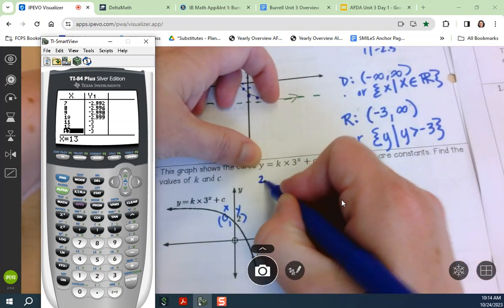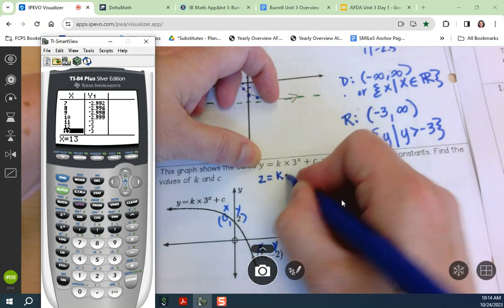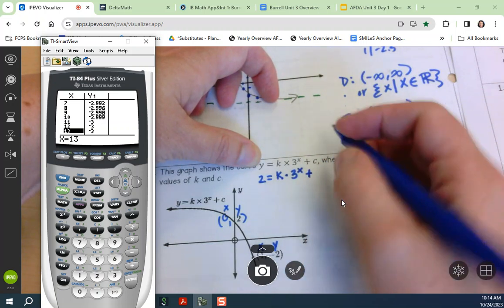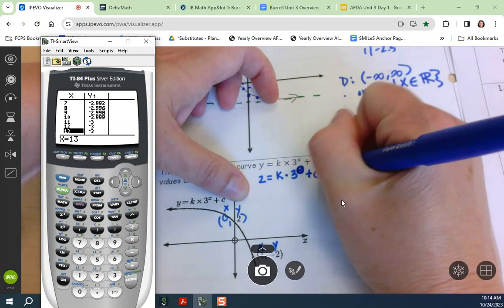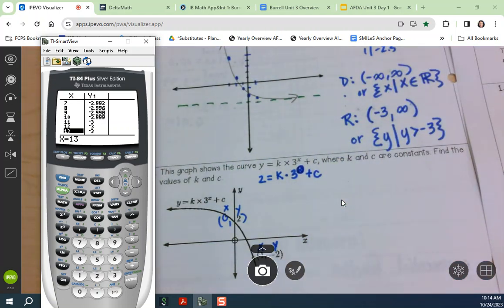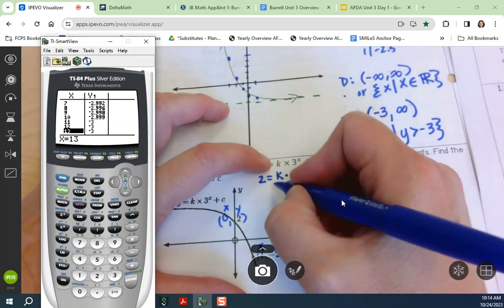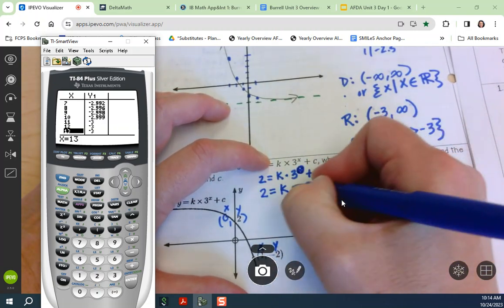So I have 2 equals k times 3 to the x plus, 3 to the what? 3 to the 0, right? Plus c. What is 3 to the 0? Is 1. Anything to the 0 power is 1. So this is going to be 1k or just k. So 2 equals k plus c.